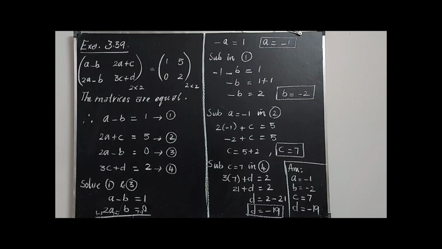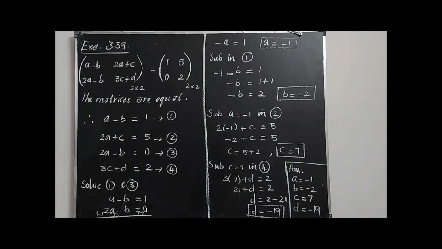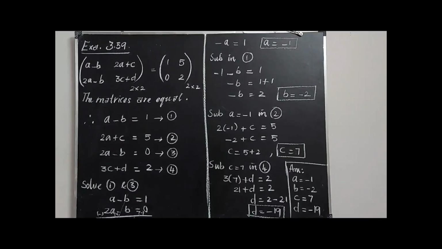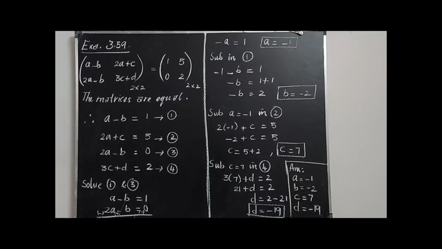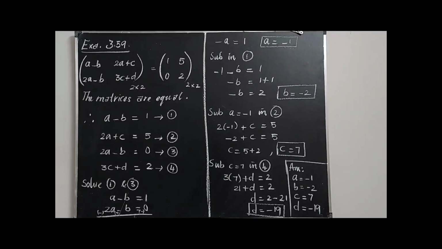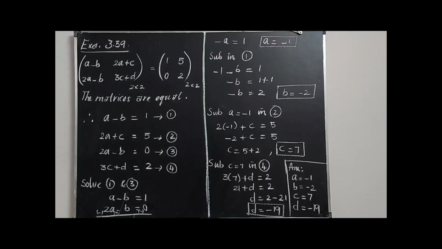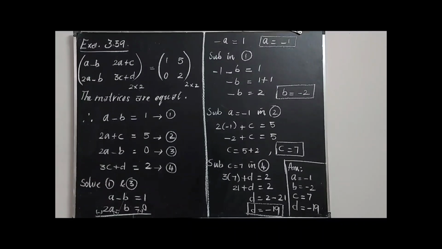Children, in this class we have learned what the different types of matrices are, how to get the transpose of a matrix and the negative of a matrix, and what equal matrices are. Then, when two matrices are equal, how to get their missing values which are given as variables.